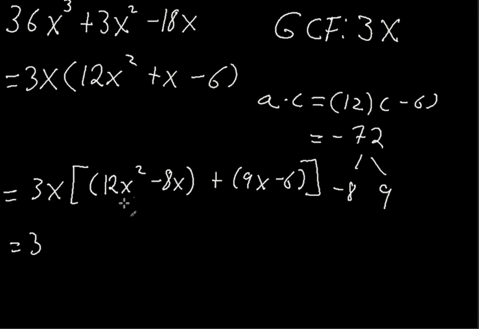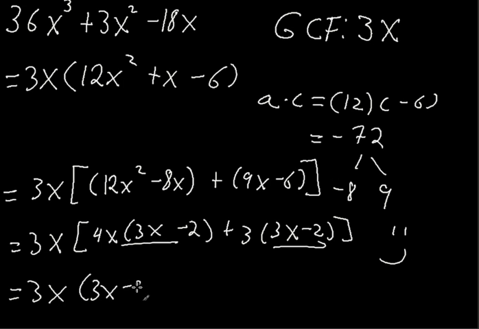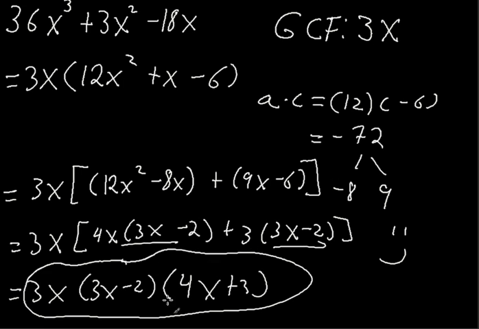Okay, now what can I factor out of this group? 12 and 8 looks like a 4x, 3x minus 2. And what about this group? I can factor out a 3. So that is 3x minus 2. And look at that, they're the same. So I can factor that out: 3x, then the 3x minus 2 from these factors, and then 4x plus 3. Okay. All right, well, that was a harder problem, but it's the same process. Again, I hope this helps. Let me know if you have any further questions.